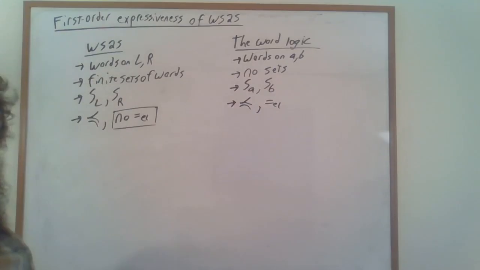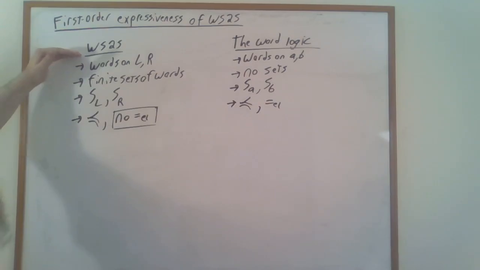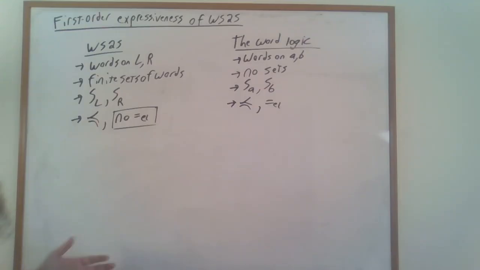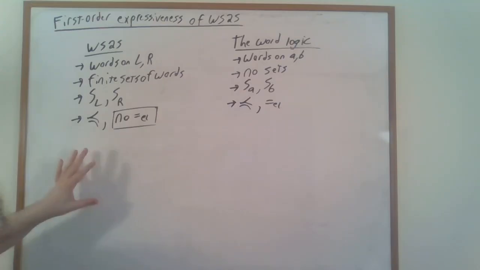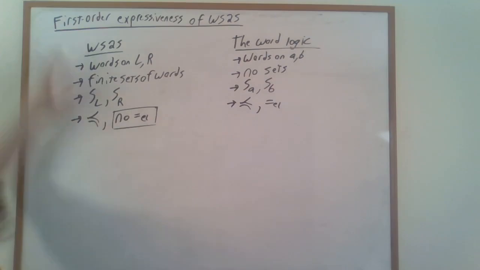sets of words. And so naturally you might ask the question, are sets of words the only thing that weak S2S can express that the word logic can't express? In other words, we're interested in the question, what sorts of things can weak S2S say about individual words? In the hope that maybe we'll be able to find something that weak S2S can say about words that the word logic can't. And it turns out that the answer is no. Anything that weak S2S can say about words, the word logic can also say about words. So really the only thing that we gain by going to weak S2S in terms of expressiveness is that we can talk about finite sets of words.